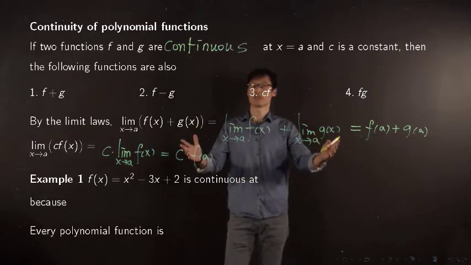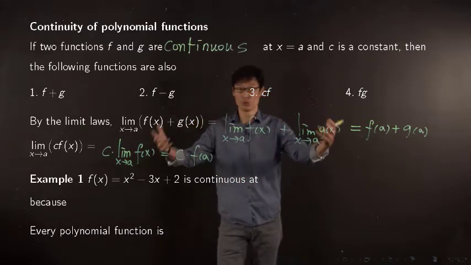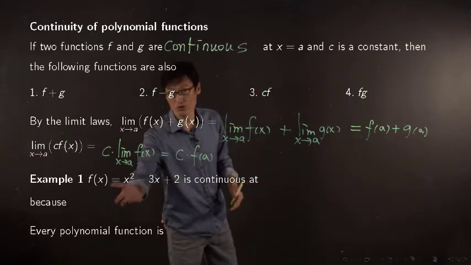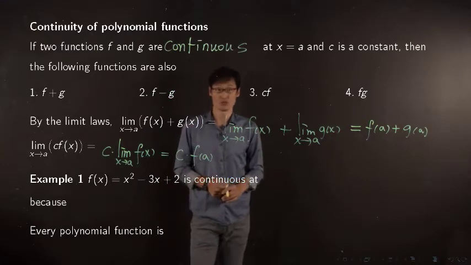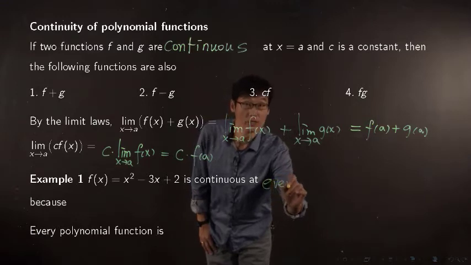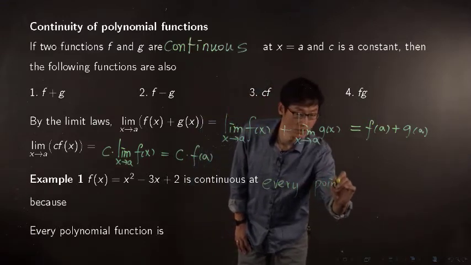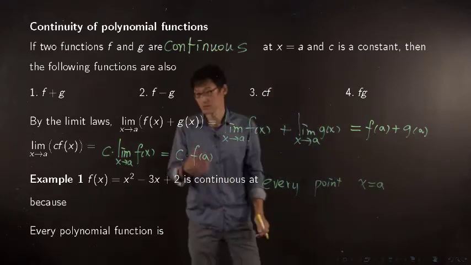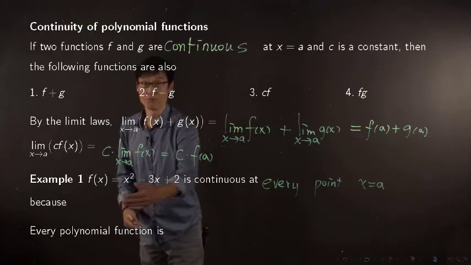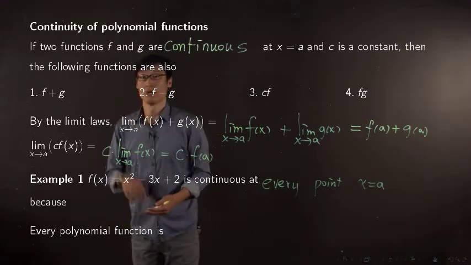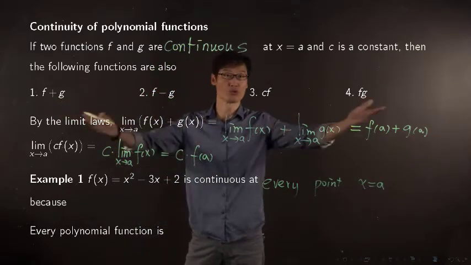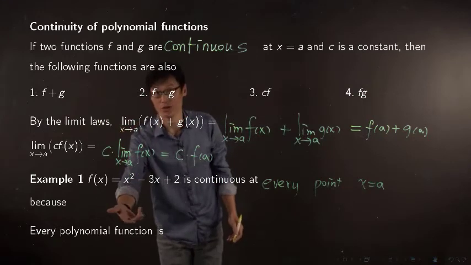Okay, so using this, we can prove polynomial functions are continuous. So look at this. We have some quadratic function. This function is continuous at every point x equals a. Because, look at this. Well, this function is made out of continuous functions. Well, what I'm saying is we can use those 4 operations to form this function f.